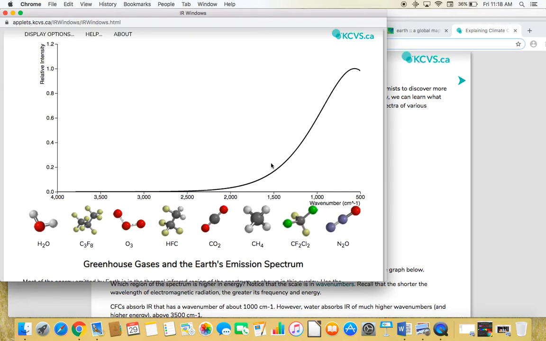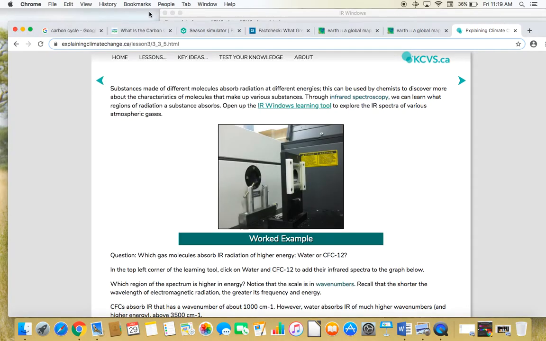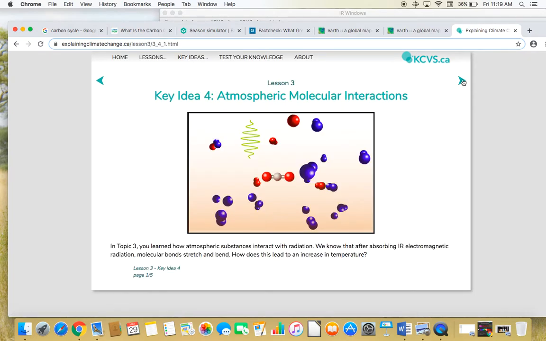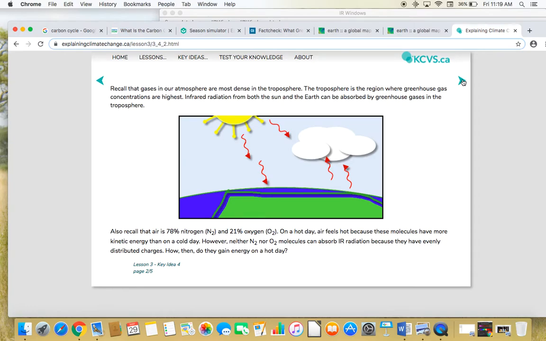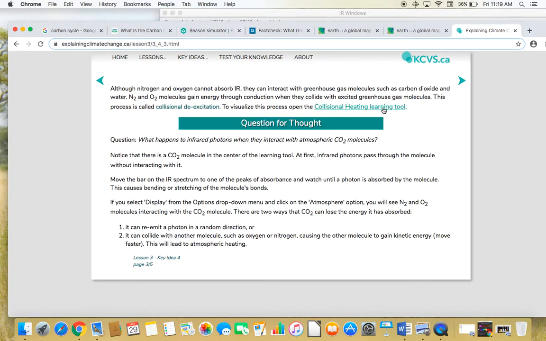If there were no greenhouse gases, this describes the frequencies that would be re-released back into space. But because we have greenhouse gases in the atmosphere, like carbon dioxide, like water, some of that infrared radiation has a second chance to be absorbed. And what it does when it's absorbed by these greenhouse gases in the atmosphere is they excite the other gases next to them and cause an increase in temperature. So that's what I want you to know about the interactions, except for the collisional heating tool.